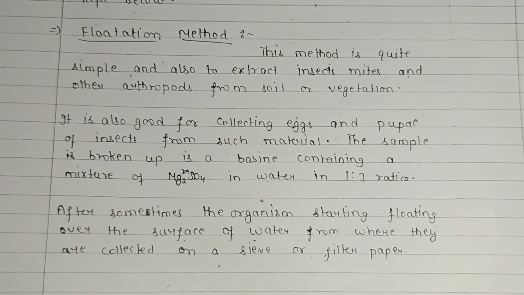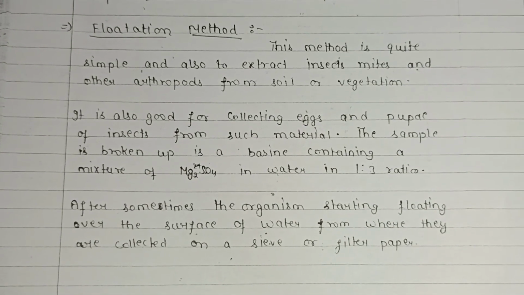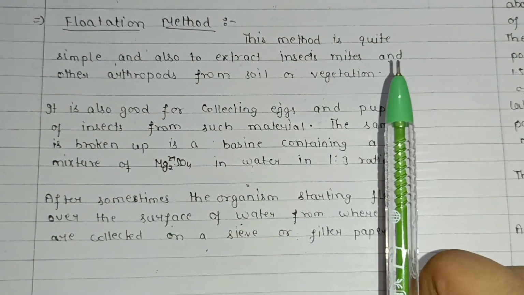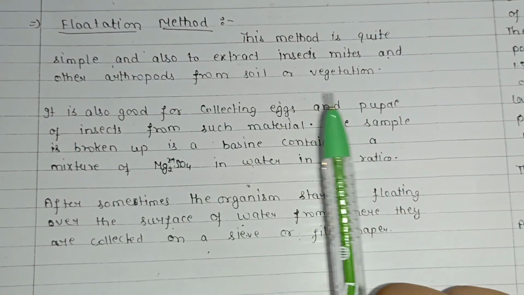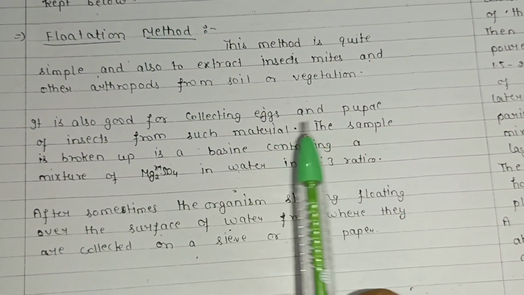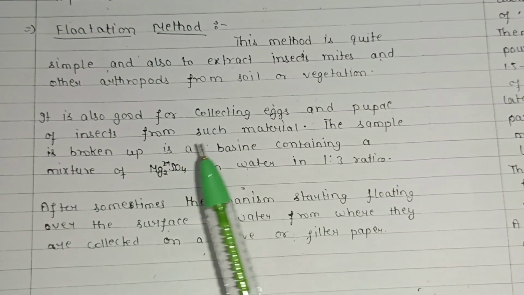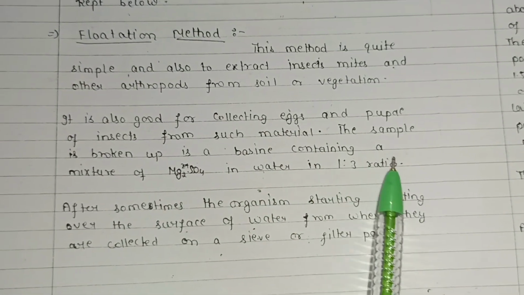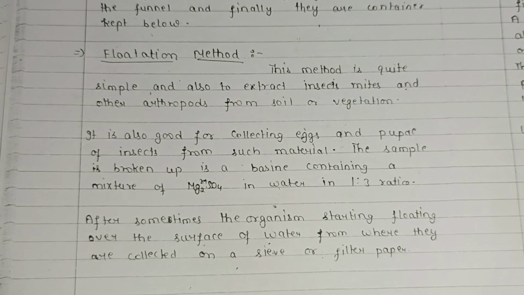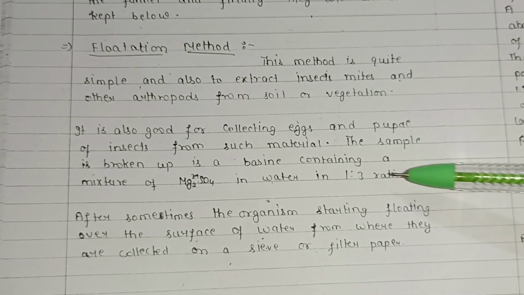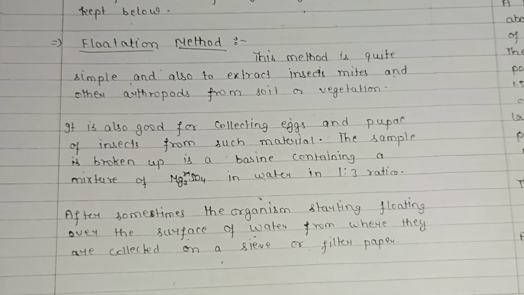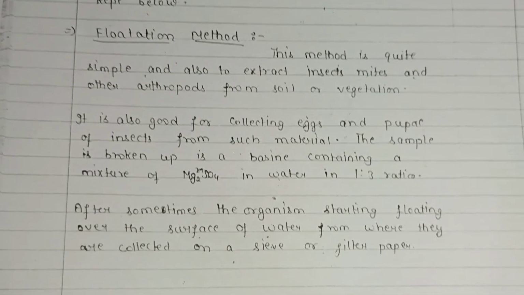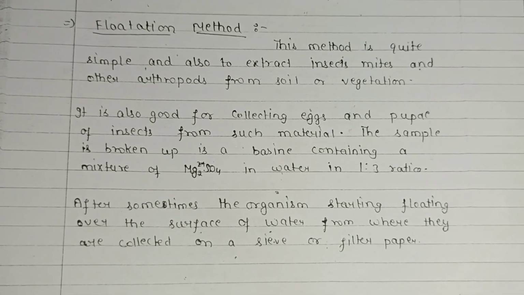Then the flotation method is also utilized for collection of insects. This method is quite simple, and is used to extract insects, mites and other arthropods from the soil or the vegetation. It is also good for collecting eggs and the pupae of the insects from such materials. The sample is broken up in a basin containing a mixture of MgSO4 in water in 1:3. Then after some time, the organisms start floating over the surface of the water, from where they are collected on a sieve or a filter paper.